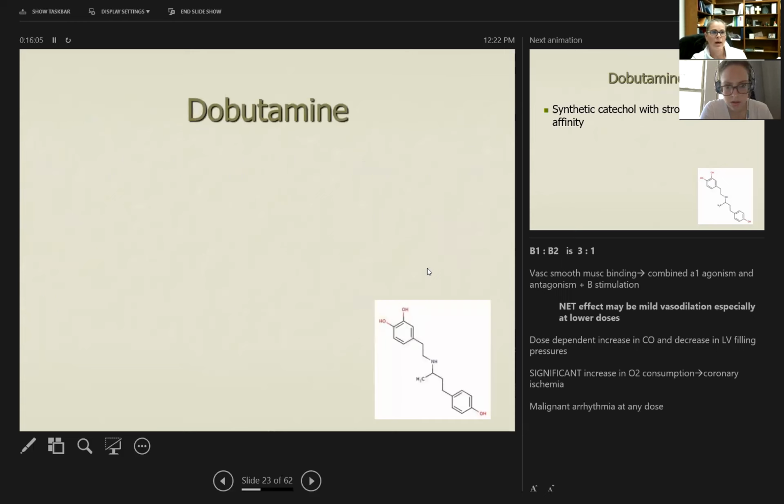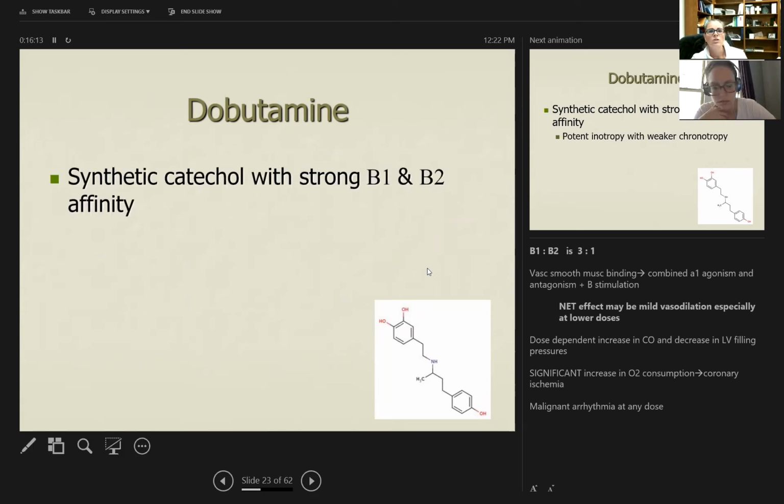All right, when we look at dobutamine, dobutamine is a little bit different. And you'll notice I didn't mention it in that early slide that showed the synthetic pathway. That's because dobutamine is a synthetic catechol that works primarily on beta 1 and beta 2. So this isn't one that our bodies make on our own. This is one that some super smart chemistry guy came up with in a lab.